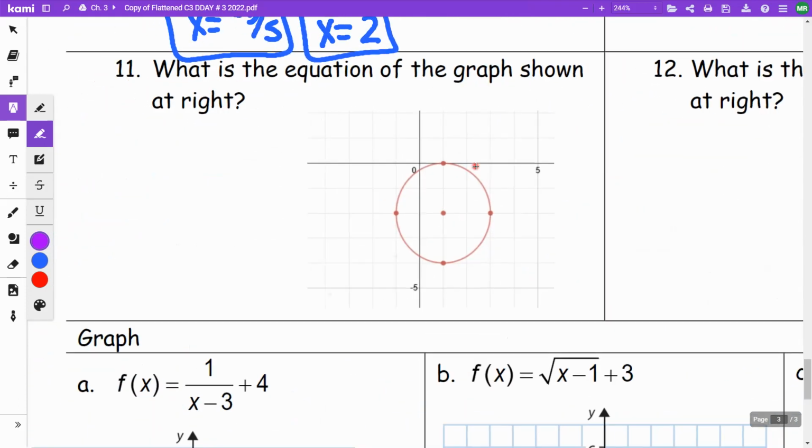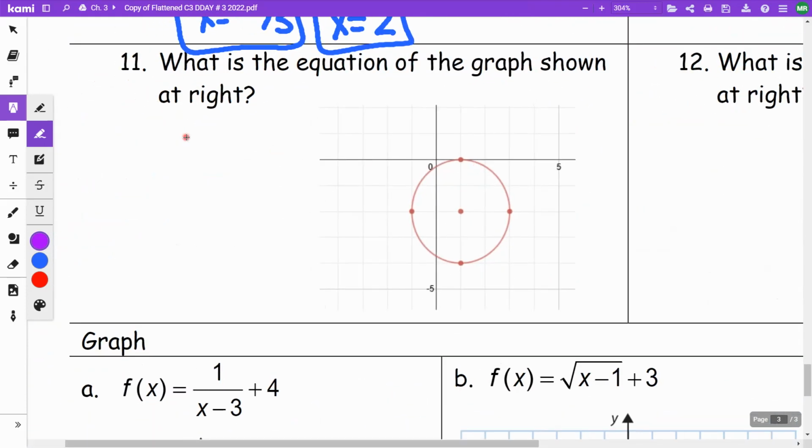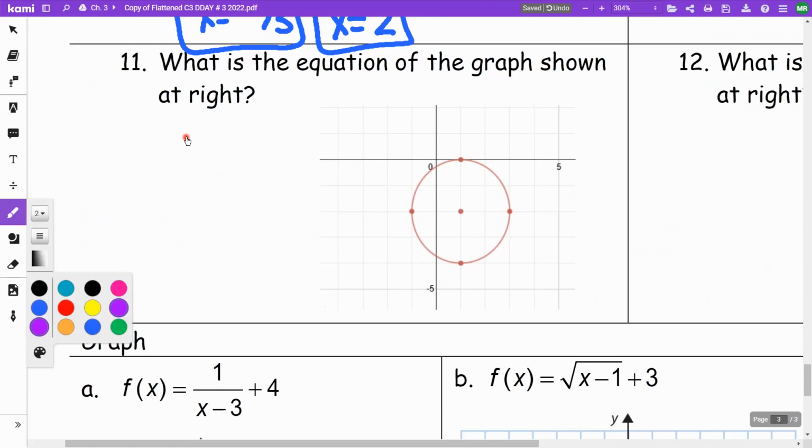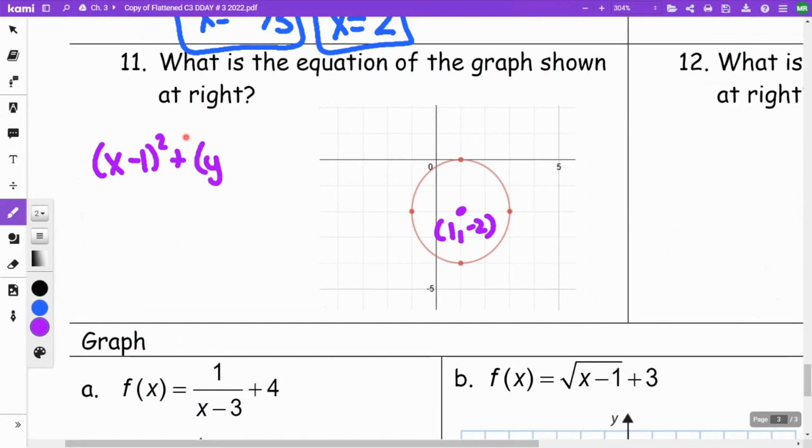On number 11, we want to write the equation of this. So I need to find my center, which is at 1, -2. So that means I'm going to have an x minus 1 squared plus a y plus 2 squared equals, and now I have to look at my radius. My radius is 2, so I'm going to have a 2 squared, and 2 squared is 4, and that's my circle.